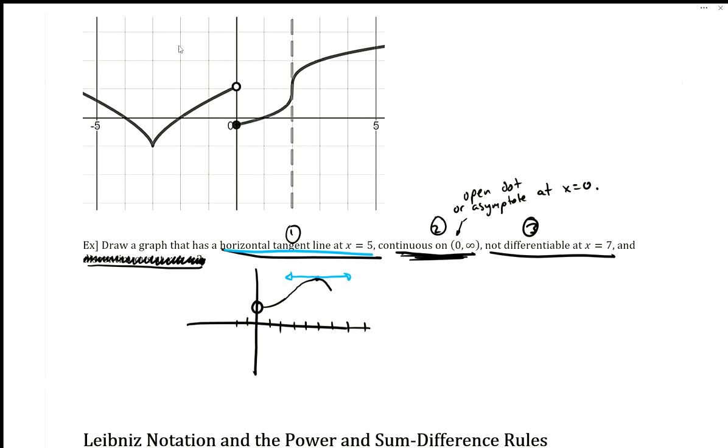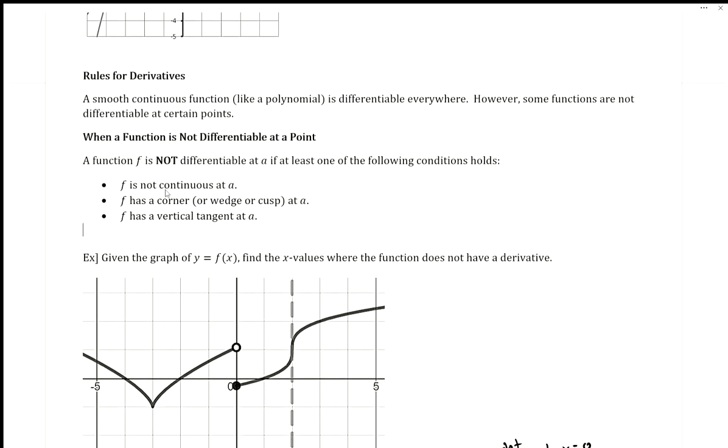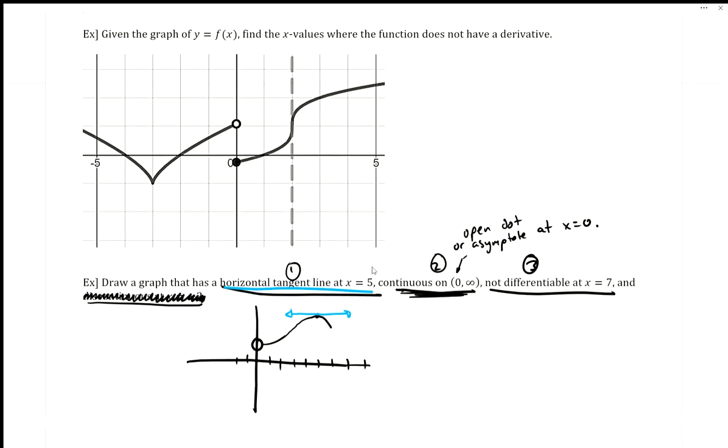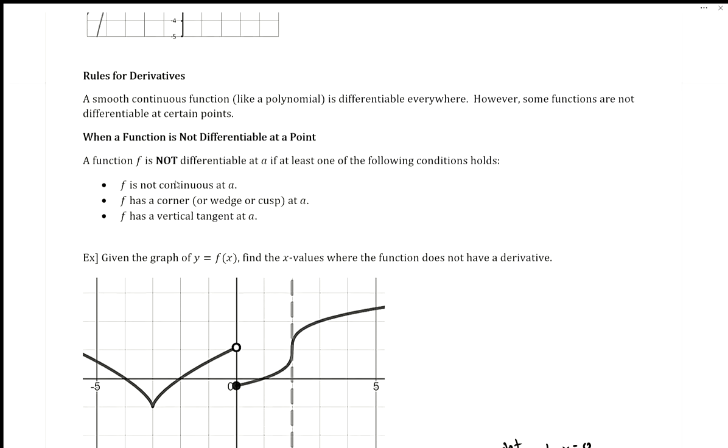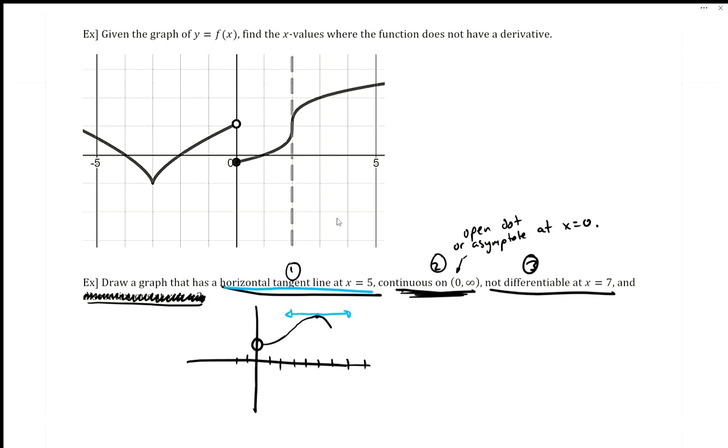So far so good. And then it wants us to have something that's not differentiable at x equals 7. So 1, 2, 3, 4, 5, 6, 7. If it's not differentiable, that means it has to be one of these 3. Well, it says it is continuous, so I can't just put an open dot or an asymptote. So I should do a sharp corner, a wedge or a cusp, or I should make a vertical tangent line. So I need a wedge slash cusp or vertical tangent line.